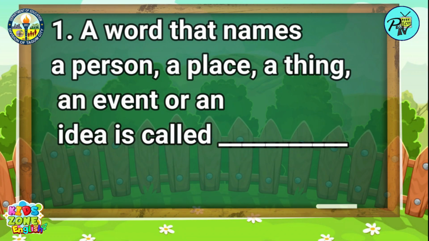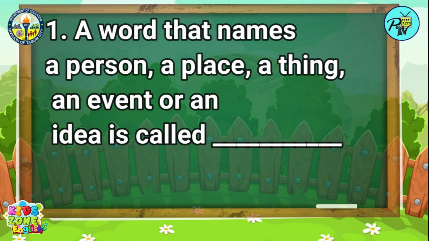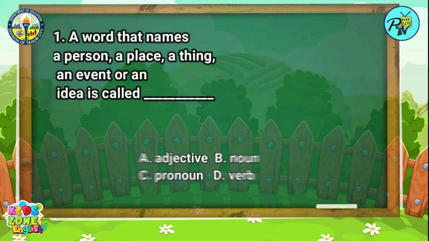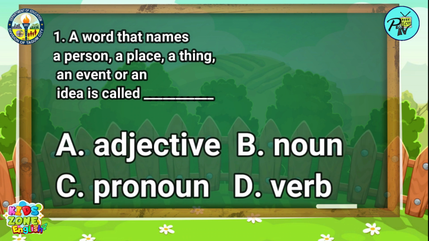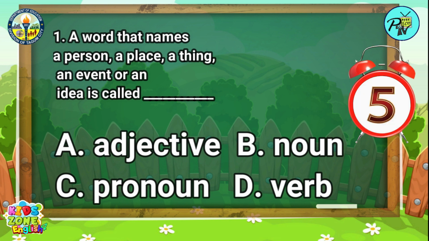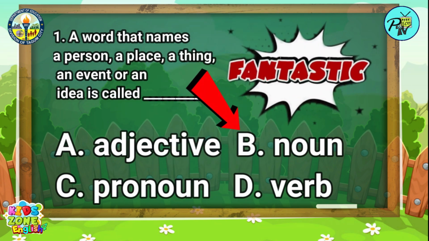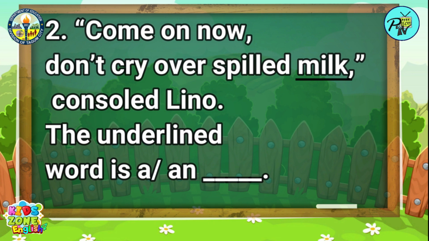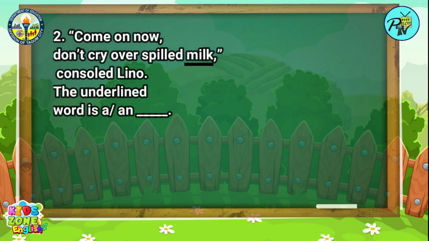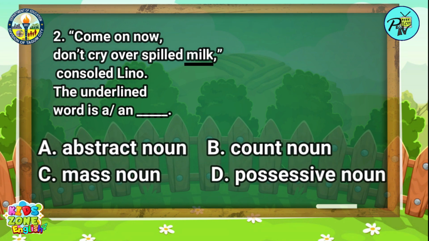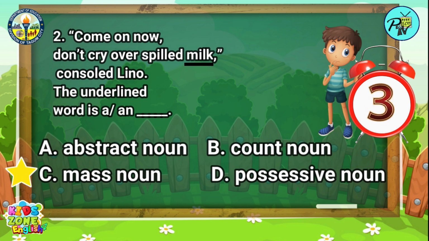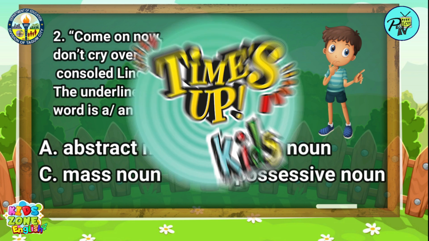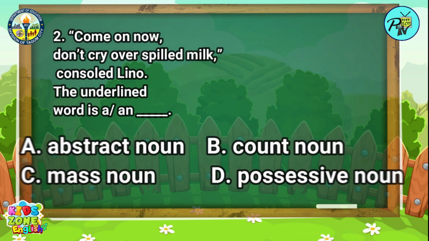A word that names a person, a place, a thing, an event, or an idea is called A. Adjective, B. Noun, C. Pronoun, D. Verb. Fantastic! The correct answer is letter B. Come on now, don't cry over spilled milk. Console Lino. The underlined word is A. Abstract noun, B. Count noun, C. Mass noun, D. Possessive noun. What is your answer? Brilliant! The correct answer is letter C.